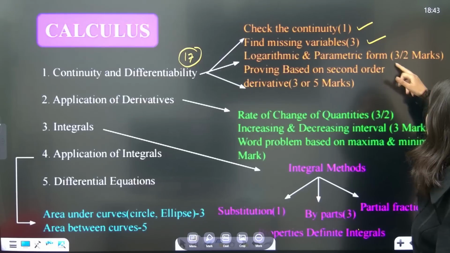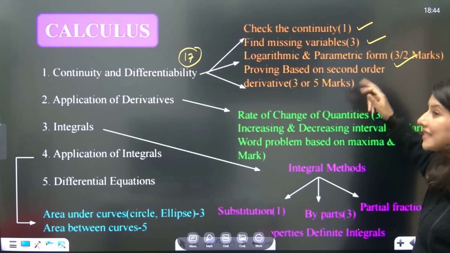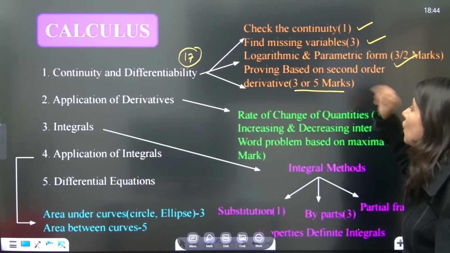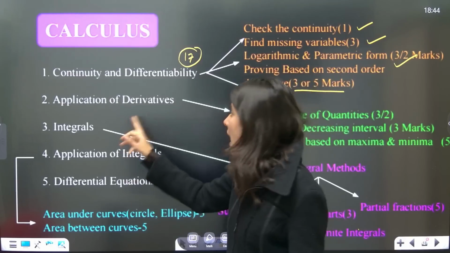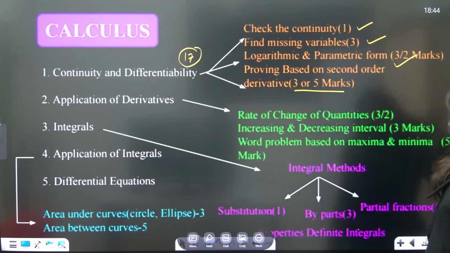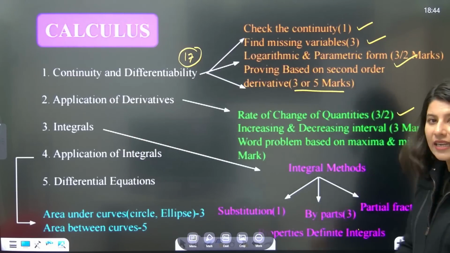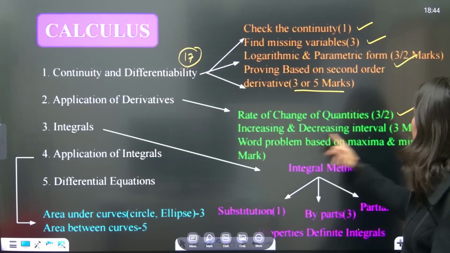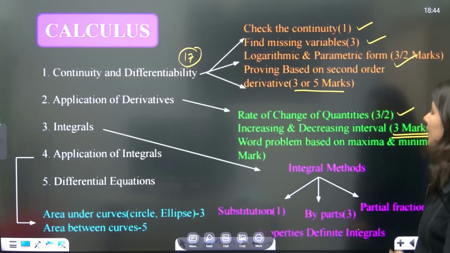Logarithmic parametric differentiation, either 3 or 2 mark. Second order derivative, either 3 or 5 mark question you can expect. Application of derivatives, if you see, rate of change of quantities, again either 2 marker question or 3 marker. Increasing decreasing question, 3 mark question.